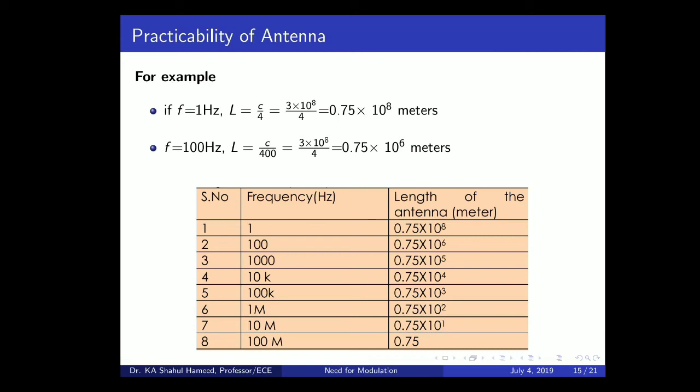At the same time, if the frequency is increased to 100 hertz, the length of the antenna is 0.775 into 10 power 6 meters. So, when we are determining the length of the antenna for a high frequency signal, the length of the antenna will get decreased. For example, if the frequency is 100 megahertz, then the length of the antenna is 0.75 meter. So we know that very high frequency, that is microwave frequency, is used in mobile communication systems at the order of gigahertz. So we can have very small antennas or strip antennas in our mobile systems.